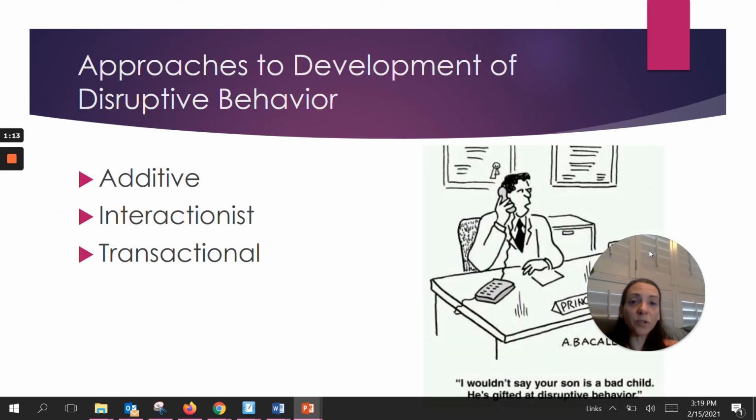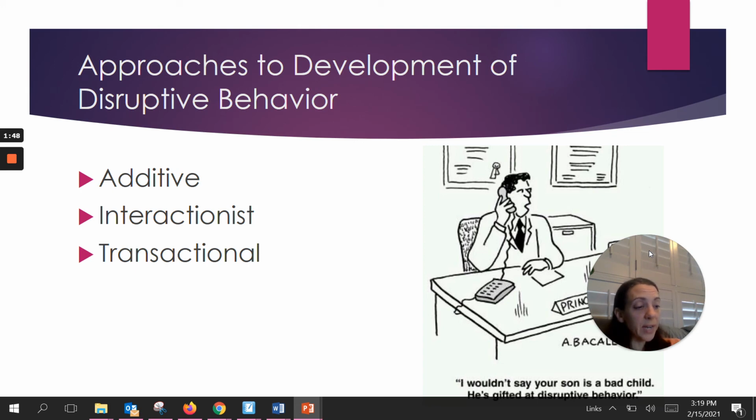So let's talk approaches to development of disruptive behavior. There's 3 different types of approaches, and the first is additive. And additive says that there's different developmental influences that work together, but they each produce independent effects. So what they're saying is that you have your genetics and you have your environment, and they work together to produce some type of behavior. In this case, we're going to talk about disruptive behaviors. But each of those, your genetics and your environment, produce separate results. They're very distinct and they can be parsed out.